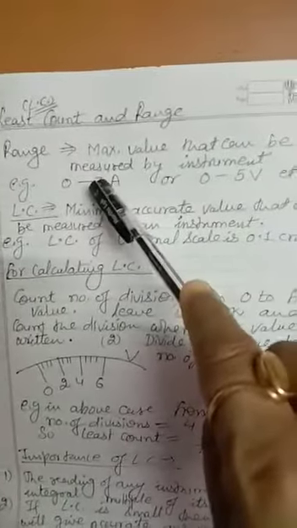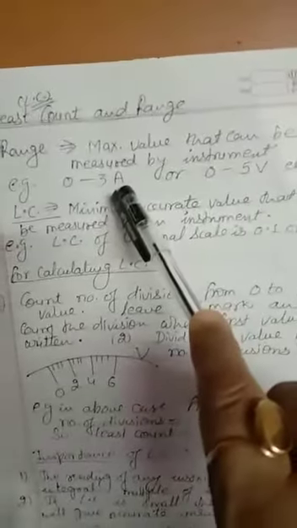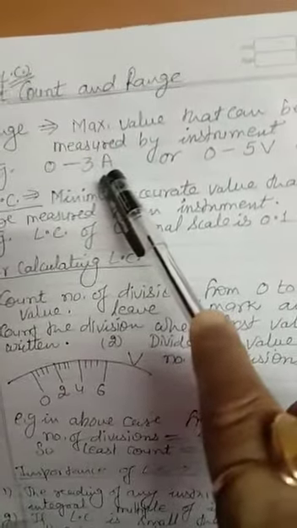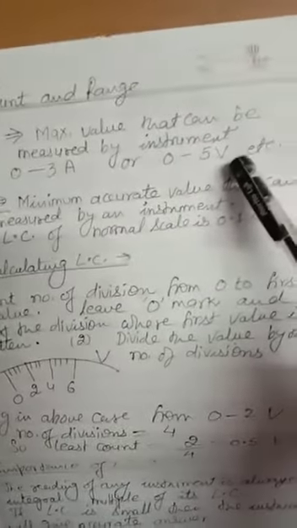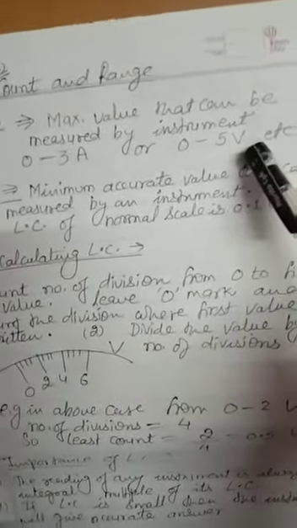Now when you take the readings, we have to measure the readings of the ammeter and voltmeter. For that we have to understand the concept of least count and range. Range is the maximum value that we can measure by any instrument. For example, if it is written 0 to 3 ampere, it means a maximum of 3 ampere current can be measured by that ammeter. Similarly, 0 to 5 volt means a maximum of 5 volt can be measured by that voltmeter.